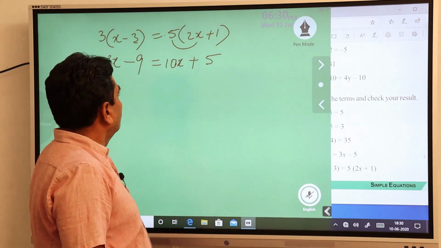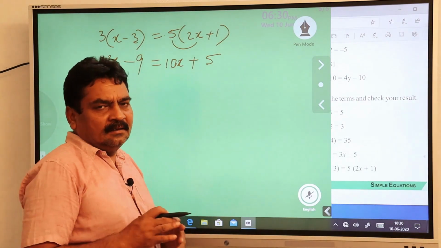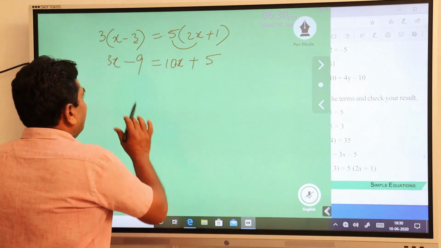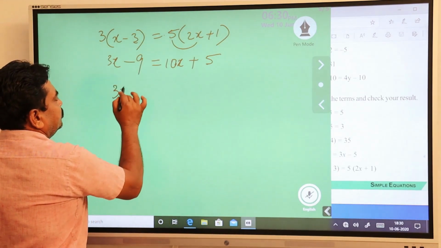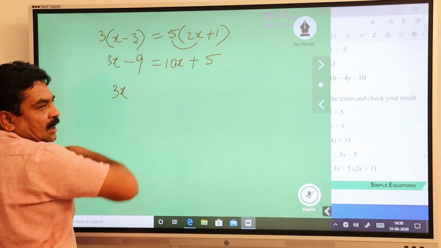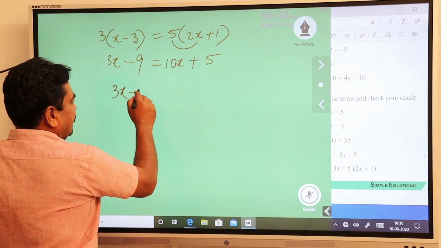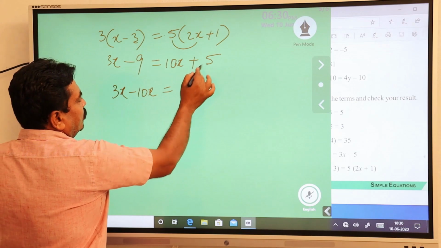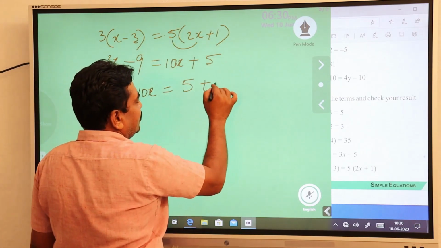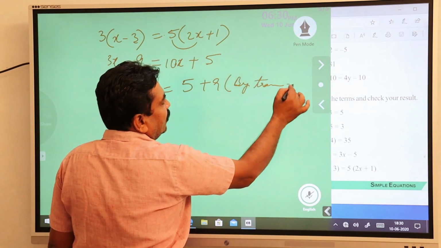Now you transpose the variables to one side and the numbers to the other side. Already one variable is here, 3x. You transpose this 10x from RHS to LHS. So this plus 10x becomes minus 10x is equal to this 5 as it is. This minus 9, when it comes to this side, becomes plus 9. You have to write down here by transposing. You have to write down that.